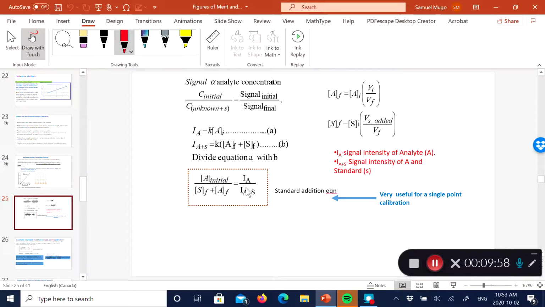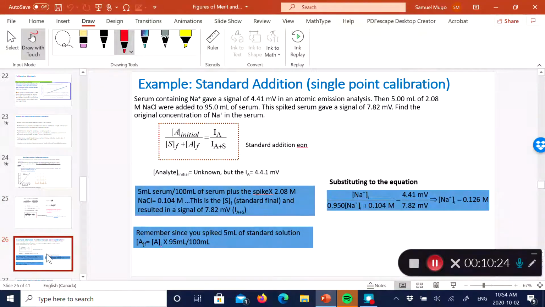And you actually can use it to determine the concentration of the unknown by the so-called single point calibration. So you can actually just have one analyte spiked with one standard, and you can just use that single standard to do your calibration. I'll give you an example of a single point calibration. You can do it. It's not ideal, but it can be done, especially if you are very limited in the amount of standard that is available.